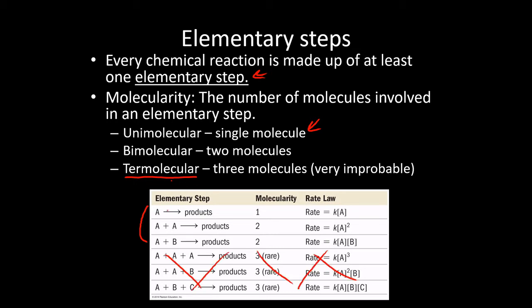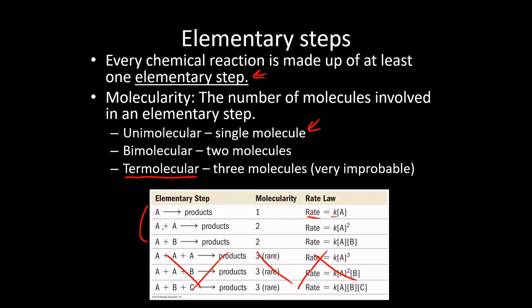So if you have a single step process where you just have one thing, it bumps into the walls of the container, and it forms some products, then the rate law is just going to be that one reactant with everything else in there too. You always have to have the rate and K. But as far as the actual concentrations, it is just the one reactant.